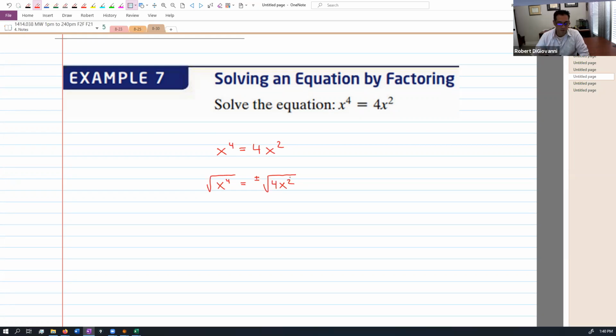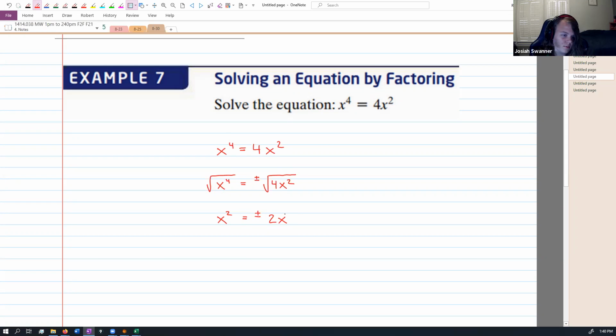Okay, so what do you get on the left side? Left side, you get x squared on the left side. Okay, good. The square root of x to the fourth is x squared, and then plus or minus, what do you get here? That would be 2x. 2x, okay? I agree with that.